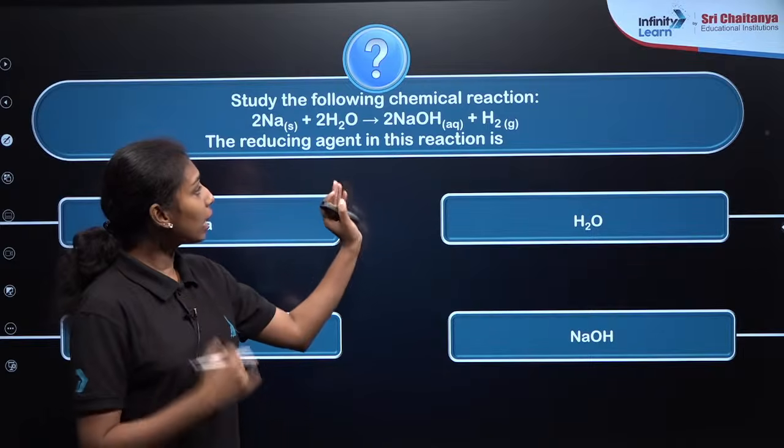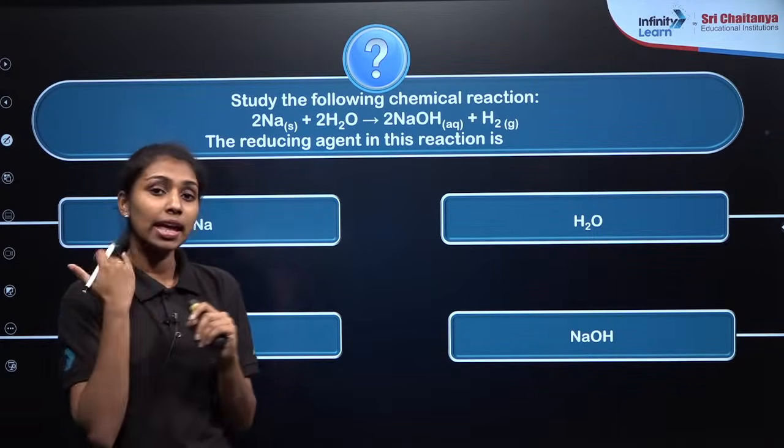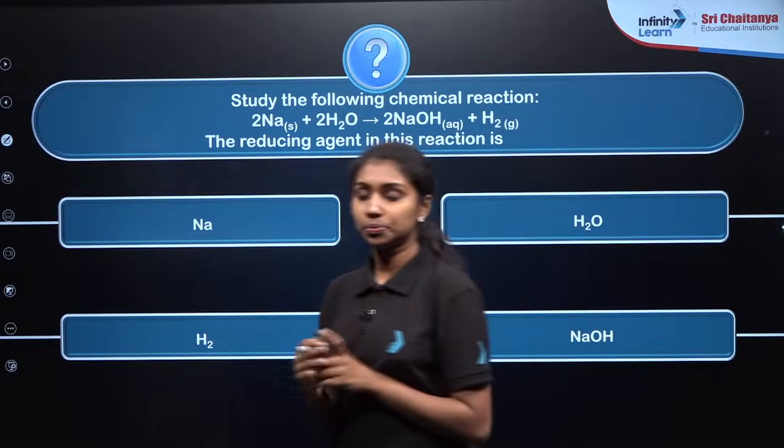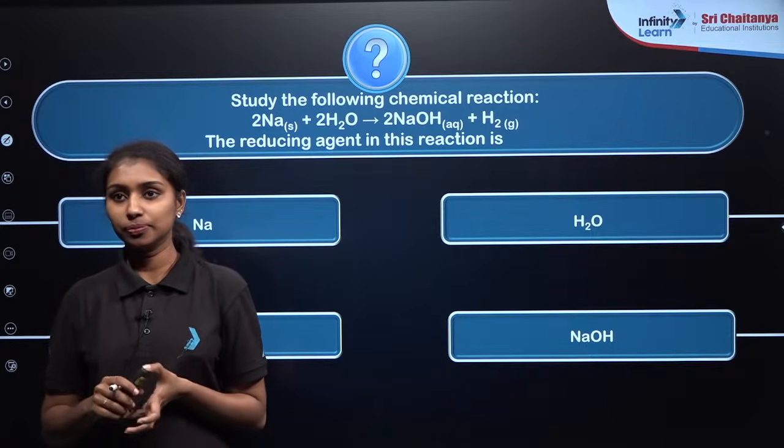So here, if we take any reagent which is undergoing reduction, it will act as an oxidizing agent. If any reagent is undergoing oxidation, it will act as a reducing agent. So what will be the answer for this question?